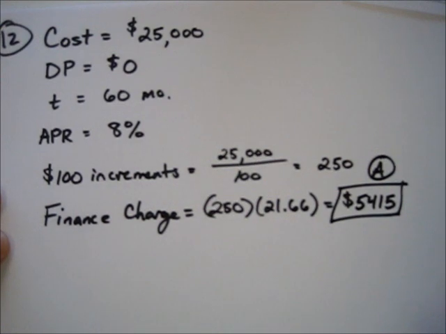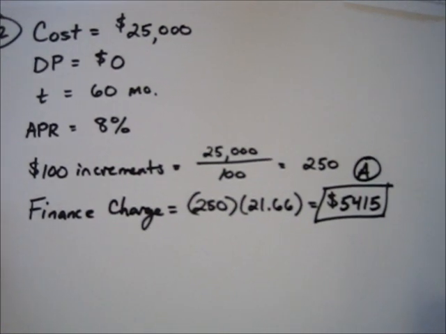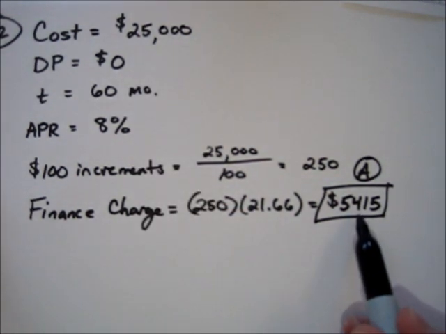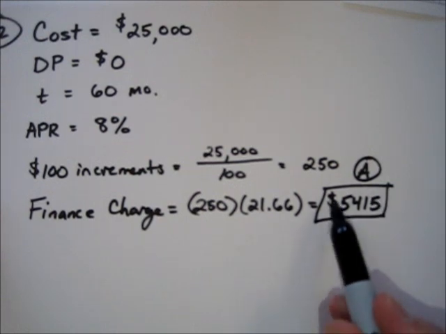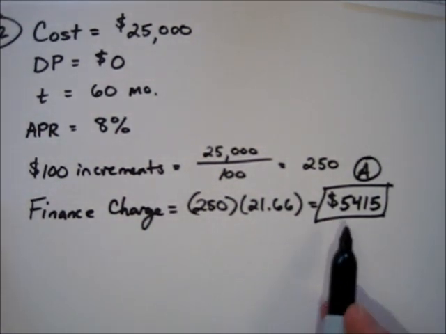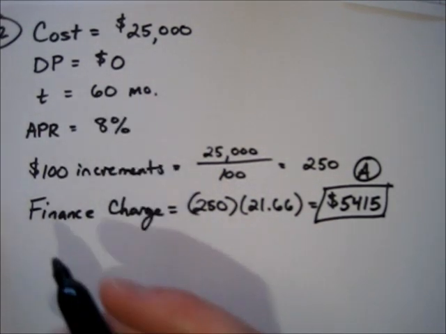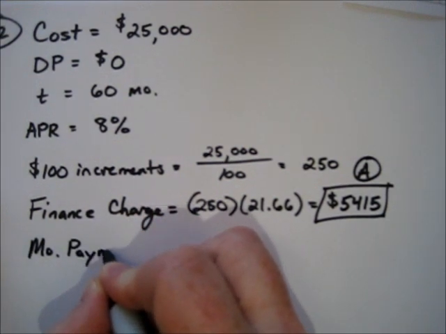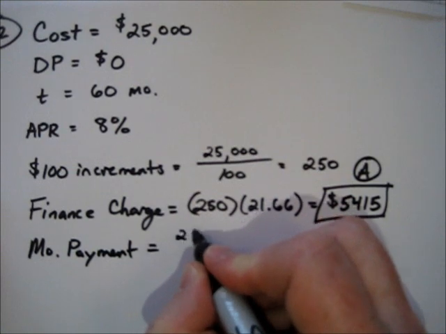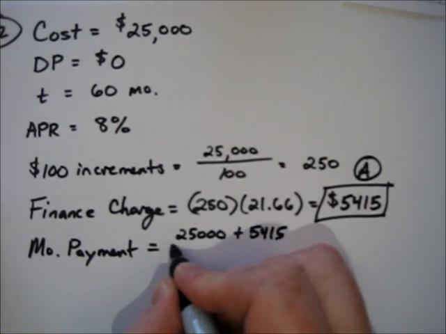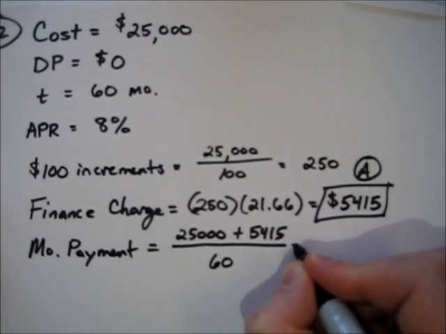Part B asks determine Sam's monthly payment. Well, Sam is going to have to repay the entire $25,000 as well as this finance charge of $5,415. This is the money he's paying in order to rent the $25,000 basically. So he's got 60 months over which to repay this. So his monthly payment is calculated by dividing the $25,000 plus the finance charge of $5,415 over 60 months.